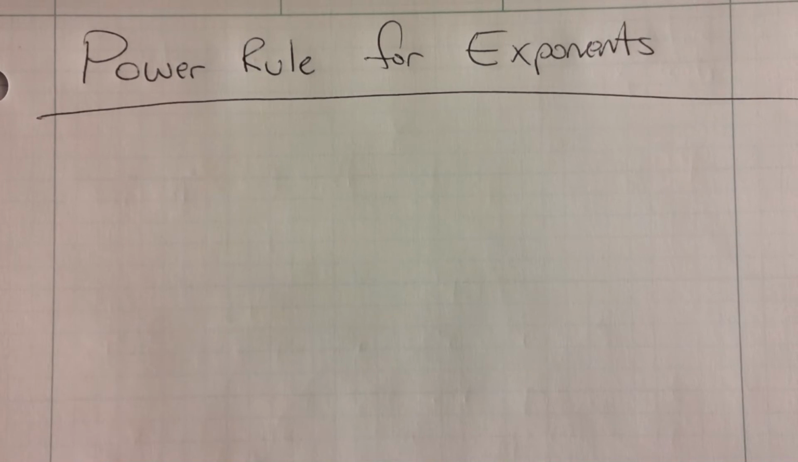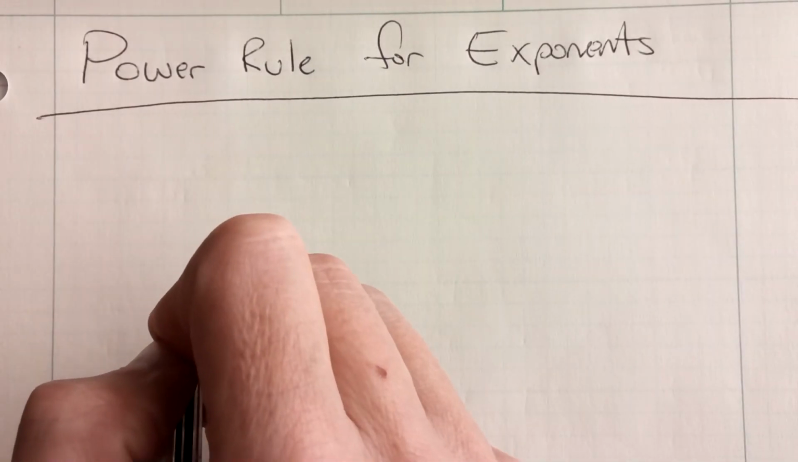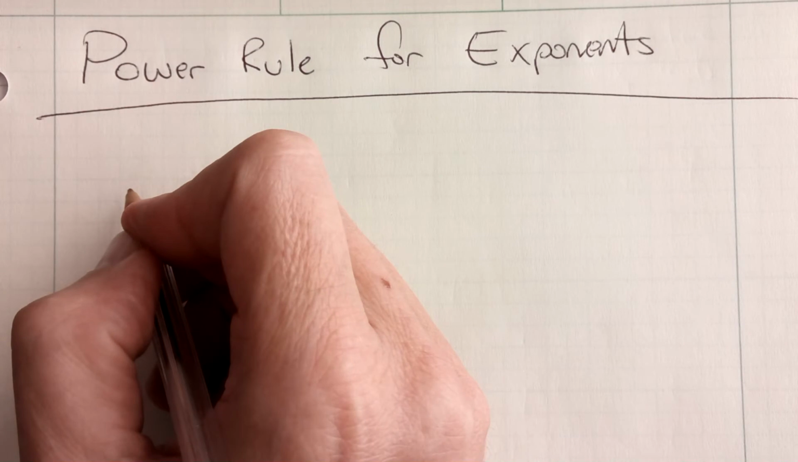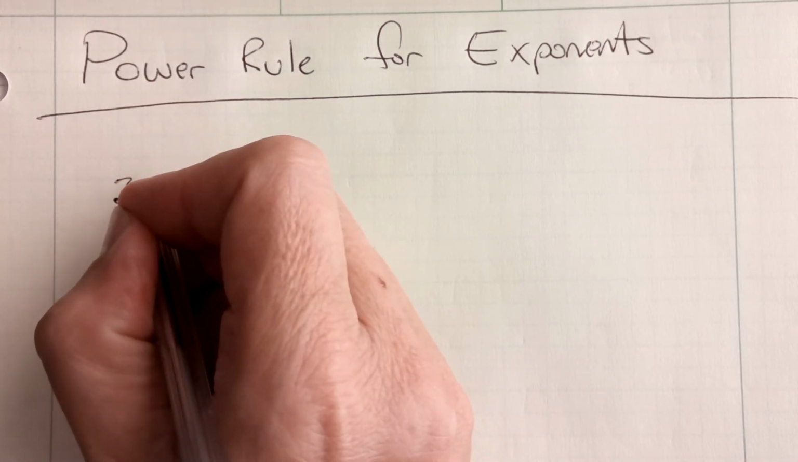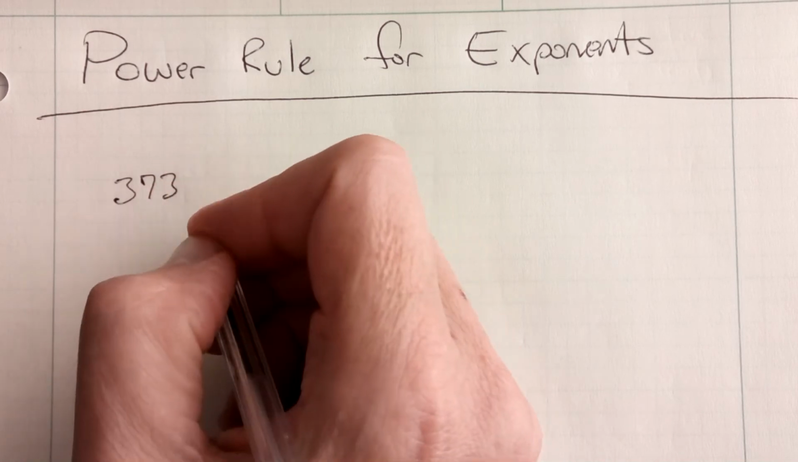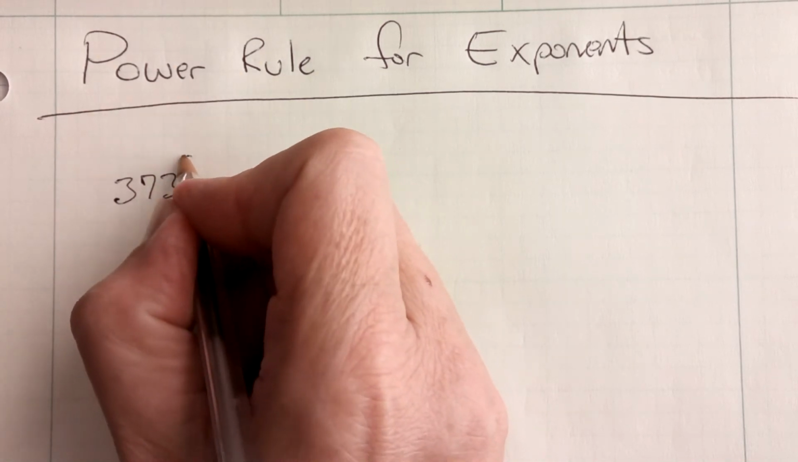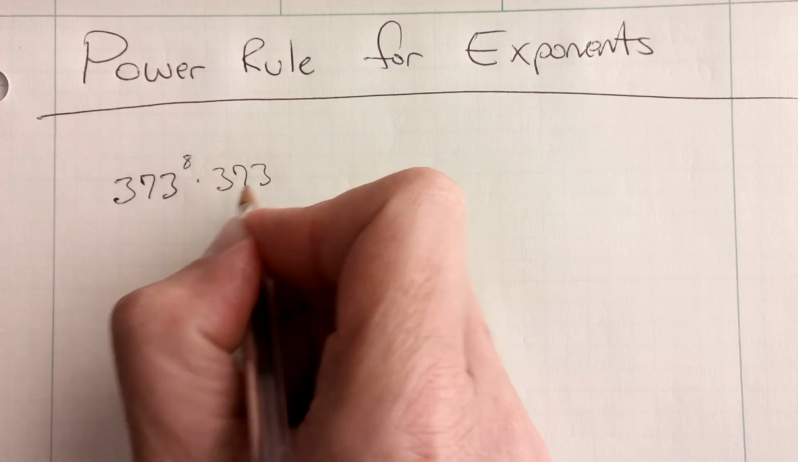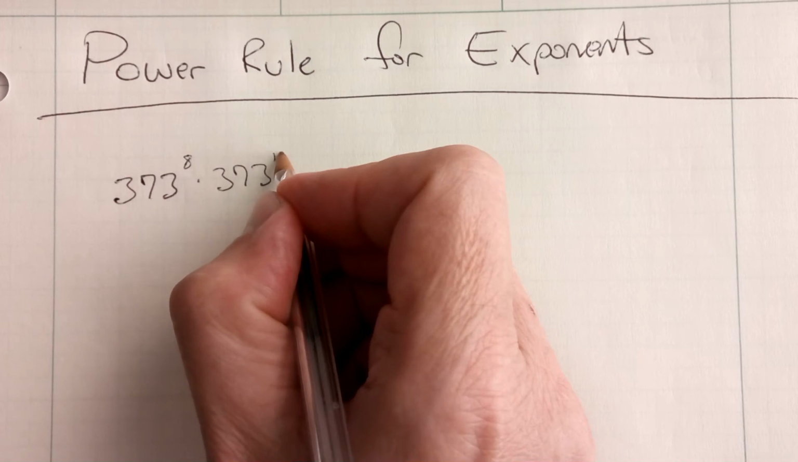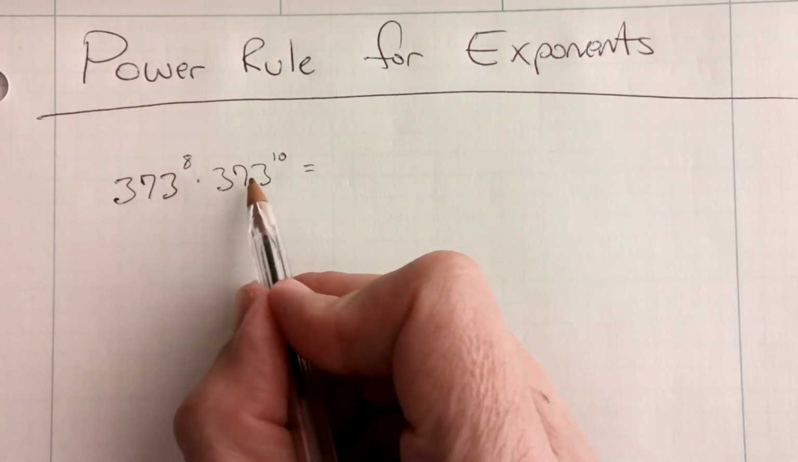Welcome. Today's lesson is on the power rule for exponents, not to be confused with the product rule. As a quick review, hopefully we remember that, and they usually give us large numbers so we don't want to multiply down on a calculator, but if we give you 373 to the 8th power, and I times it by 373, same base, to the 10th power, this is not the power rule, but the product rule because it's a product.